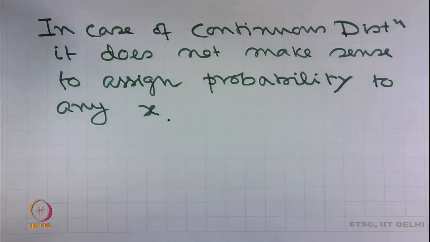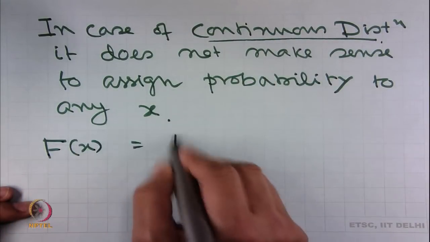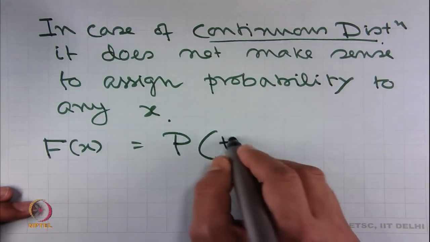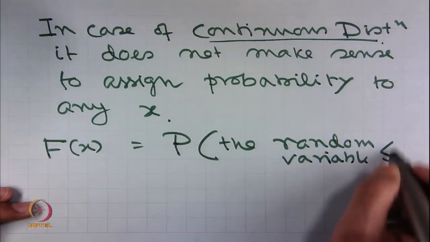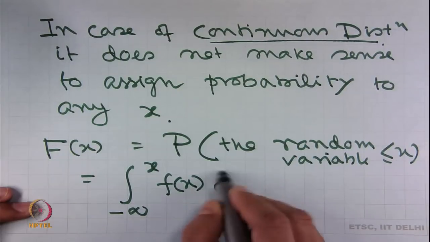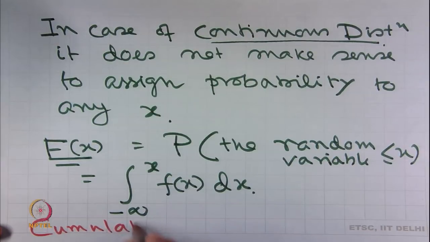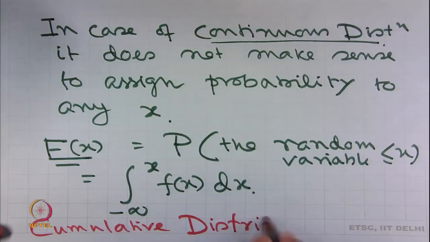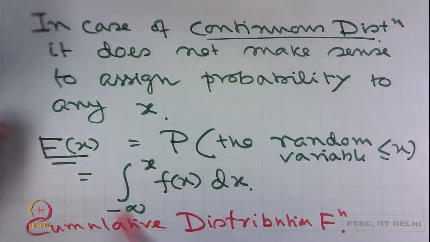In fact, when we talk about a continuous random variable or a continuous distribution, we look at F of x, which is equal to the probability that the random variable is less than or equal to x, obtained by integrating the probability density function from minus infinity to x, and this is called the cumulative distribution function. This makes sense. This gives you the probability that the random variable is taking a value less than or equal to x.